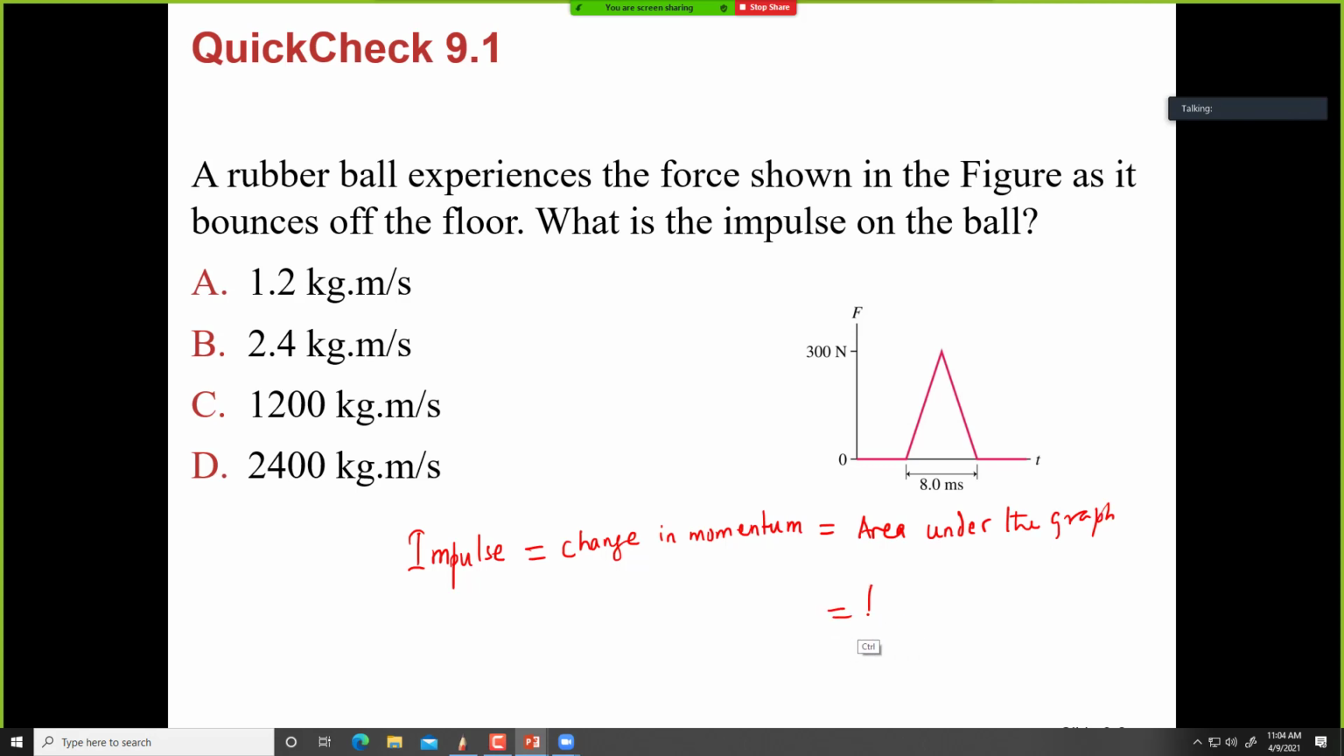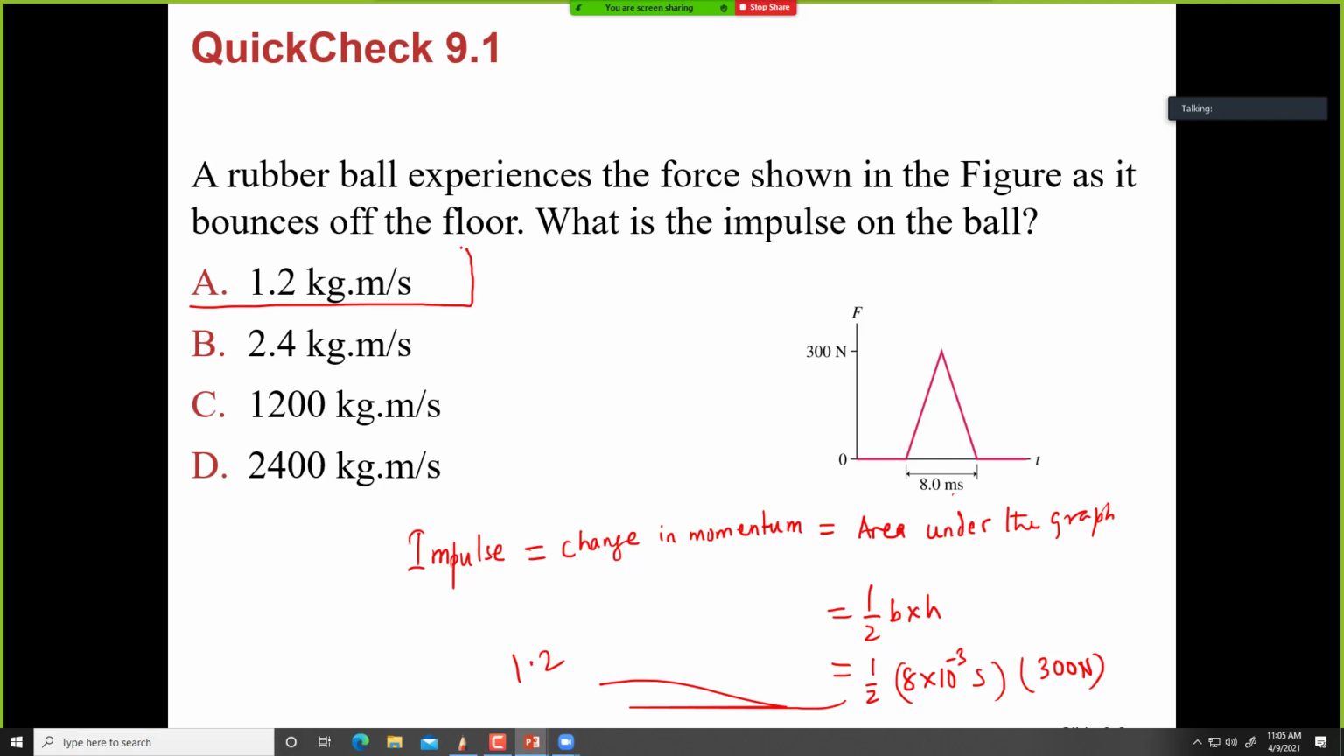Area is 1/2 base times height. Base is 8. Height is 300. And then half. And then you need to convert this millisecond to second. So that will be 1/2 times 8 times 10 to the negative 3 seconds. Height is 300. So that gives us, is that 1.2? Okay, 1.2.